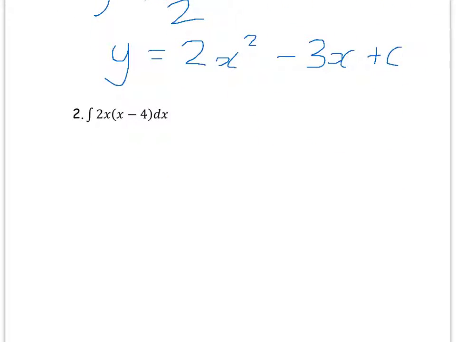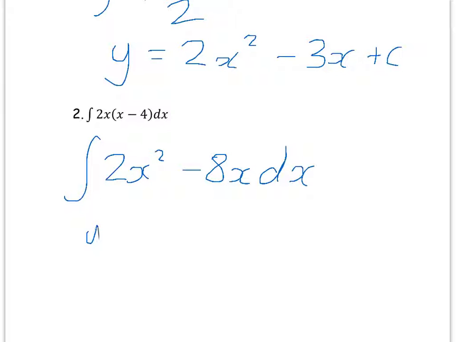Another example, yet again we're looking at the change in x. The dx indicates we're looking at a change in x. So we're going to integrate, that's what this symbol means, 2x in brackets x minus 4. Now, before you can integrate this, you need to multiply that bracket. So, 2x times x is 2x squared. 2x times minus 4 is minus 8x dx.